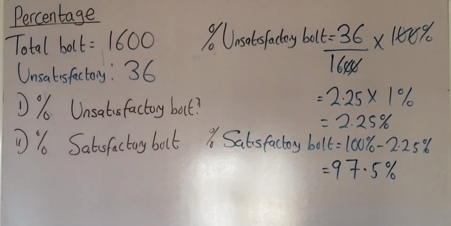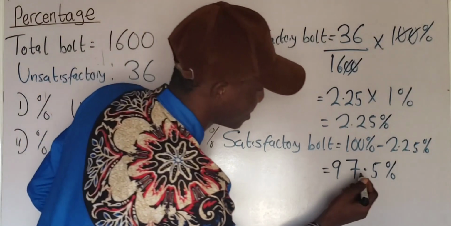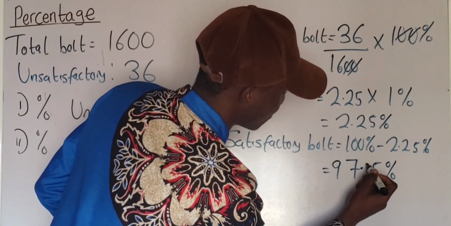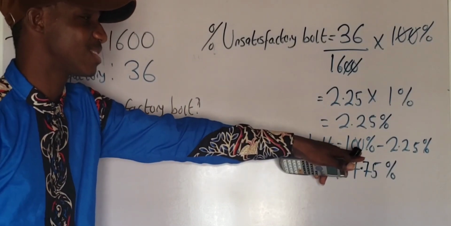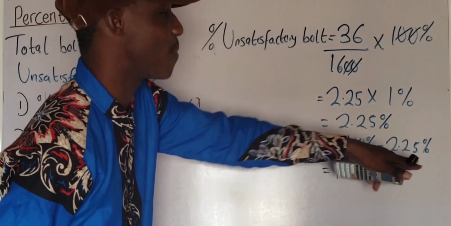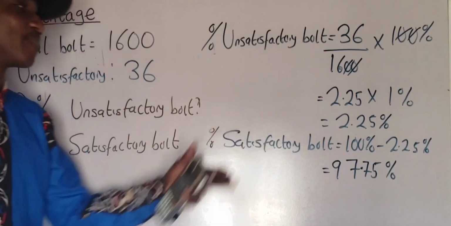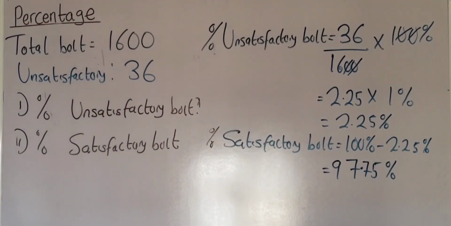And the second method is long, okay? The second method is that you first get the number of satisfactory votes. That will be 1,600 minus 36, and that will give you 1,564. Oh sorry, this should be 97.75. Okay, 97.75. If you subtract 2.25% from 100, that is 97.75.